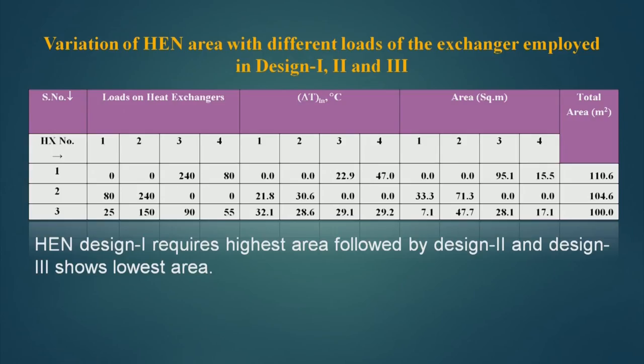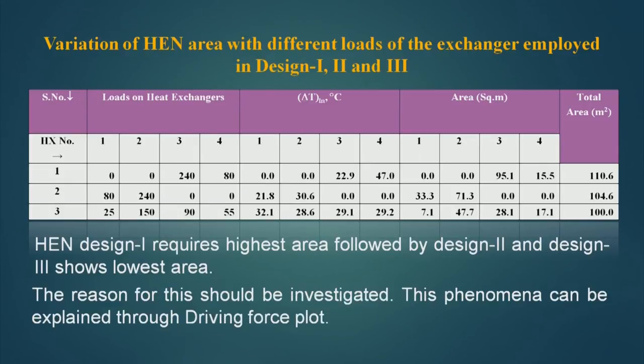The available driving force of the problem can be seen through a driving force plot, and if the feasible designs are utilizing this natural driving force properly, then the area will be less. If they are not utilizing it properly, then the area will be more. Let us see the same statement in a different way. Design 1 requires the highest area followed by design 2 and design 3, and design 3 shows the lowest area. This we have seen. The reason for this should be investigated. This phenomenon can be explained through the driving force plot.